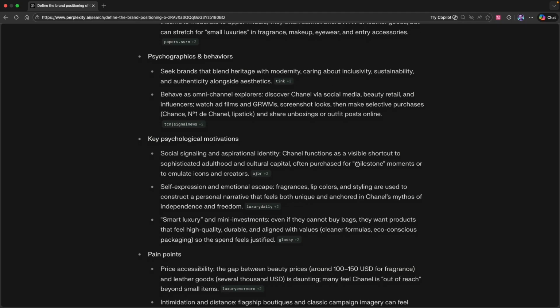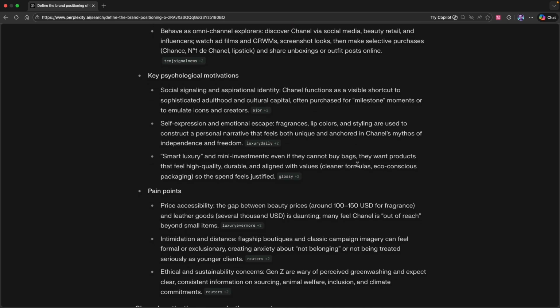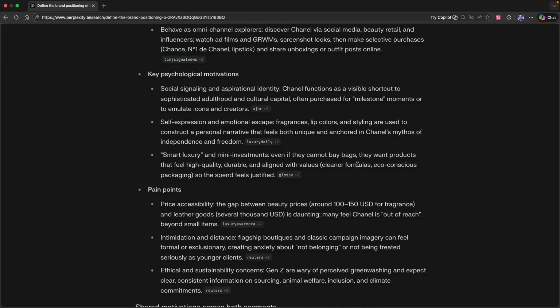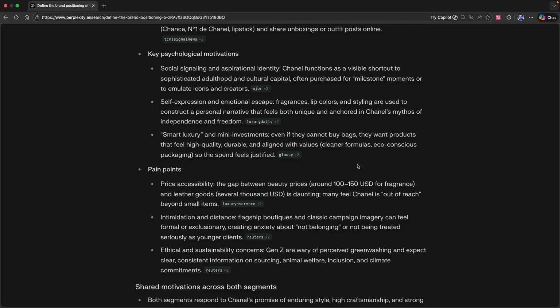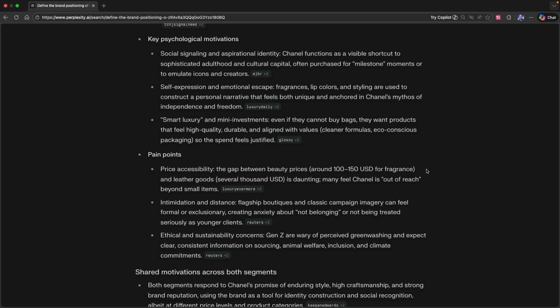But here is the critical insight for social media. Her pain point is intimidation. She feels the boutique is scary. She feels she might not belong. This is where your content comes in. Your social media needs to be the welcoming community. It needs to feel inclusive and accessible to break down that fear.